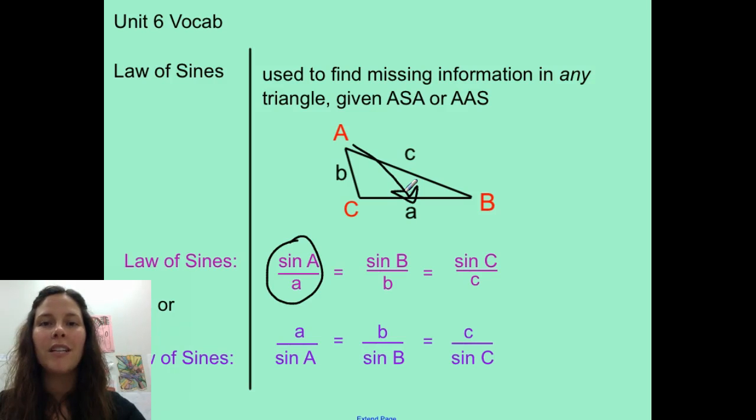This law you want to use if you're solving for an angle. It's easier if your variable is in the numerator to solve for it than if it's in the denominator. So the other version is if the ratio is flipped upside down. You can have the side over the sine of the opposite angle. So you'll want to use this version if you're solving for a side. Both versions get you the same answer. It's exactly the same law. The only difference is how quickly you can solve.